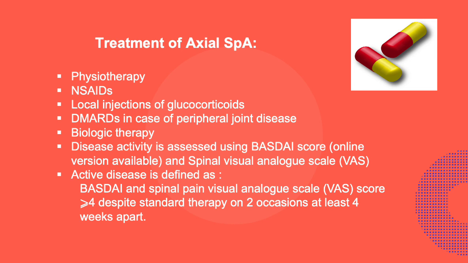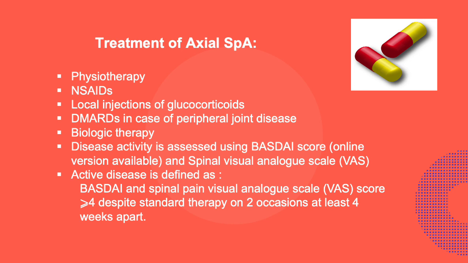Axial spondyloarthritis causes inflammatory back pain and can interfere with patient daily activities. The goal of treatment is to reduce disease activity, to prevent disability and structural damage. Physiotherapy and NSAIDs are the mainstay of treatment. Other modalities of treatment include local steroid injection, DMARDs in case of peripheral joint disease, and biologic therapy. It should be noted that systemic steroid and DMARD has no role in pure axial spondyloarthropathy.